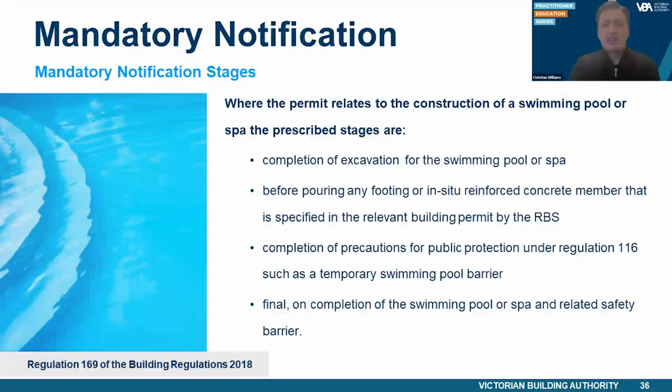For the construction of a new building or alterations to an existing building, the RBS may omit mandatory notification stages prescribed in Regulation 167 if they are not relevant to the building work under Regulation 170. Otherwise, all prescribed stages must be specified in the building permit and must be inspected.